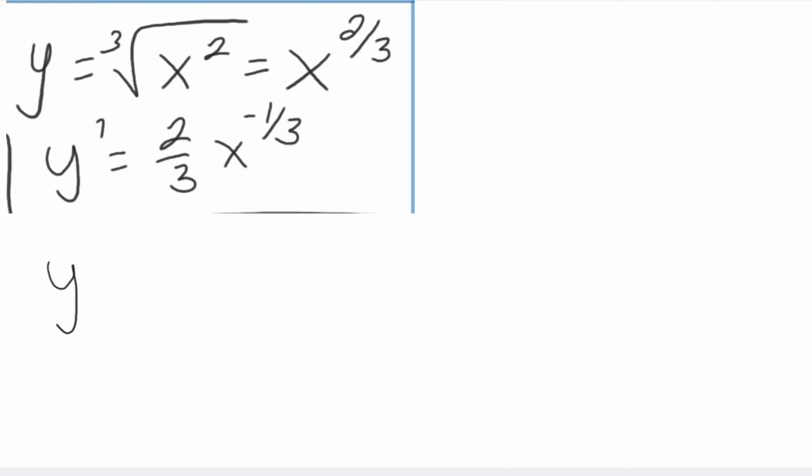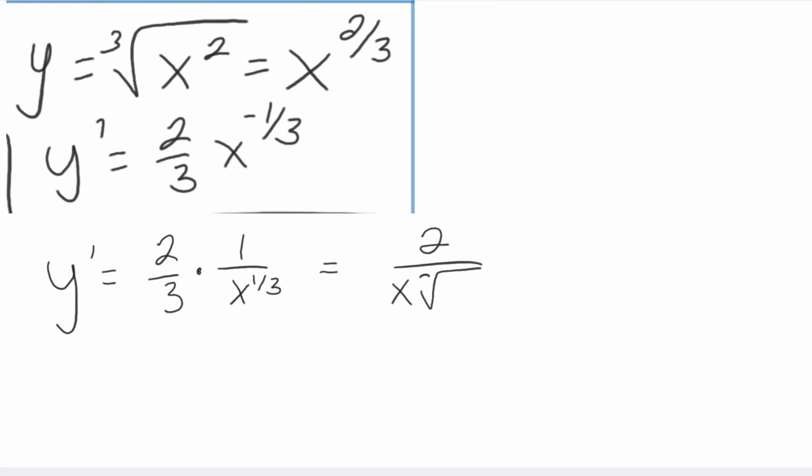So then I have 2/3, and then that would become 1 over x to the 1/3. So I can combine all this and it becomes 2 over 3 times the cubed root of x. So that would be the final answer.